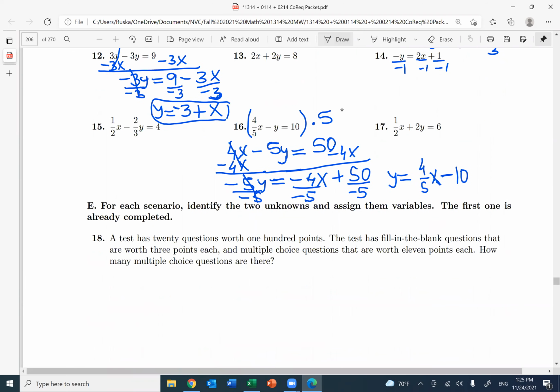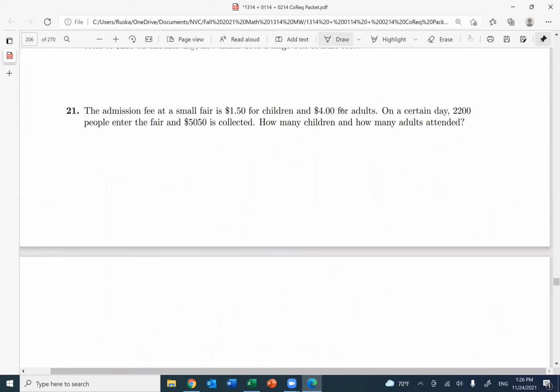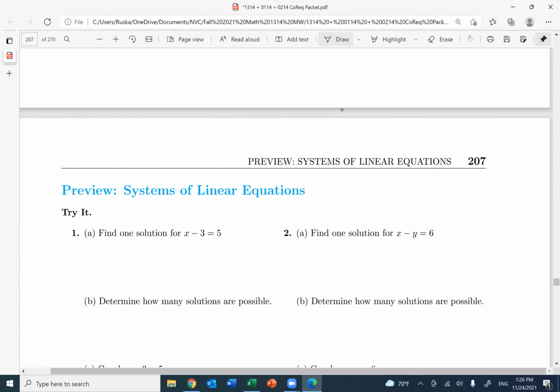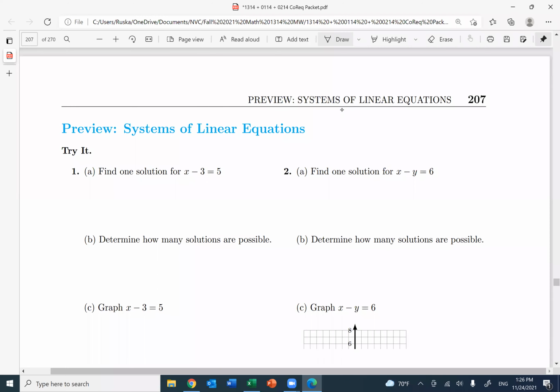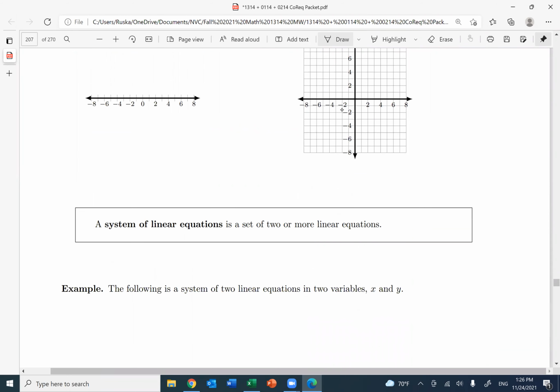Then we're going to skip this. We're going to do this later. We're going to start with systems of linear equations. And this is pretty much what we just did, so I'm not going to do this again. Point graph in a straight line, I'm not going to do that.